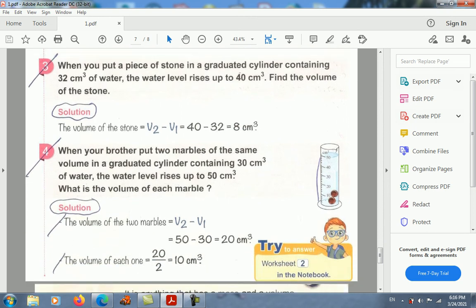3. When you put a piece of stone in a graduated cylinder containing 32 centimeter cube of water, the water level rises up to 40 centimeter cube. Find the volume of the stone. Solution: the volume of the stone equals V2 minus V1, equals 40 minus 32, equals 8 centimeter cube.